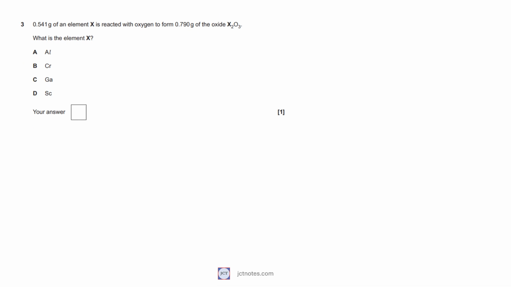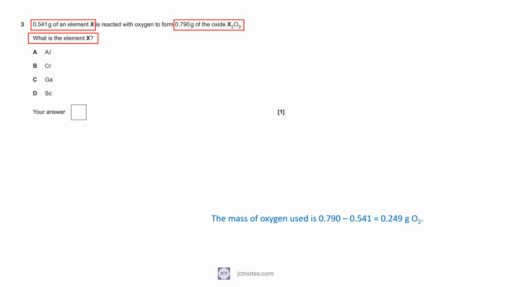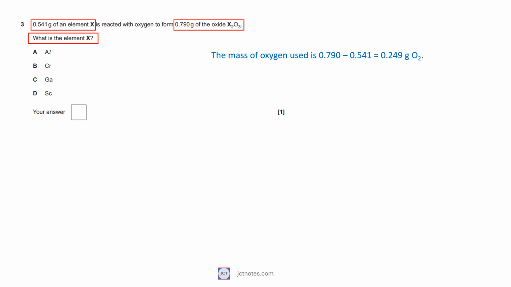In question 3, 0.541 grams of an element X is reacted with oxygen to form 0.790 grams of the oxide X2O3. What is the element X? Aluminium, chromium, gallium, or scandium? The mass of oxygen used is 0.790 take away 0.541 equals 0.249 grams of oxygen. With the molecular mass of oxygen, we can find that it is equivalent to 7.781 multiplied by 10 to the power of minus 3 mole of oxygen.